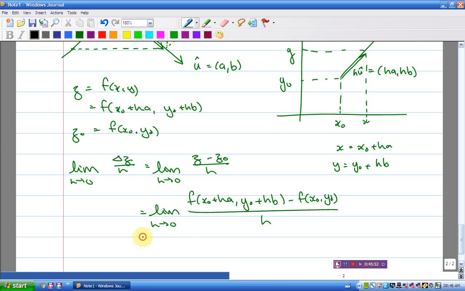And then we impose one-sidedness on this limit.